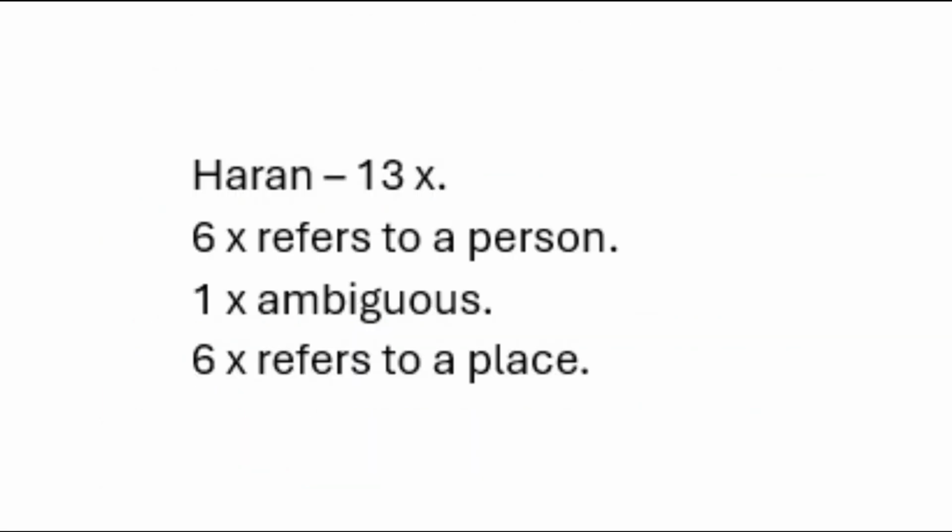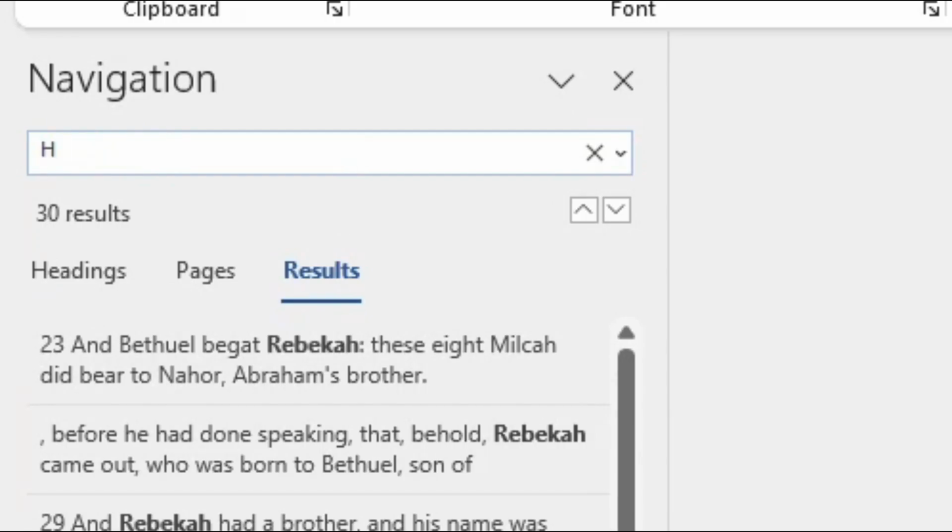Okay, let's do this goofy one here. I've got the name Haran, and we're going to go look at it in the Bible here. But it is repeated 13 times in Genesis. And when I put up these numbers, it's from the entire book of Genesis, unless I specify it's specific to a chapter. Sometimes you need to look at both of them, actually. Haran, though, 6 times it appears it refers to a person. Then there's 1 time it appears it's ambiguous. And then the next 6 times it appears, it refers to a place. Let's go look at that. Okay, Haran.